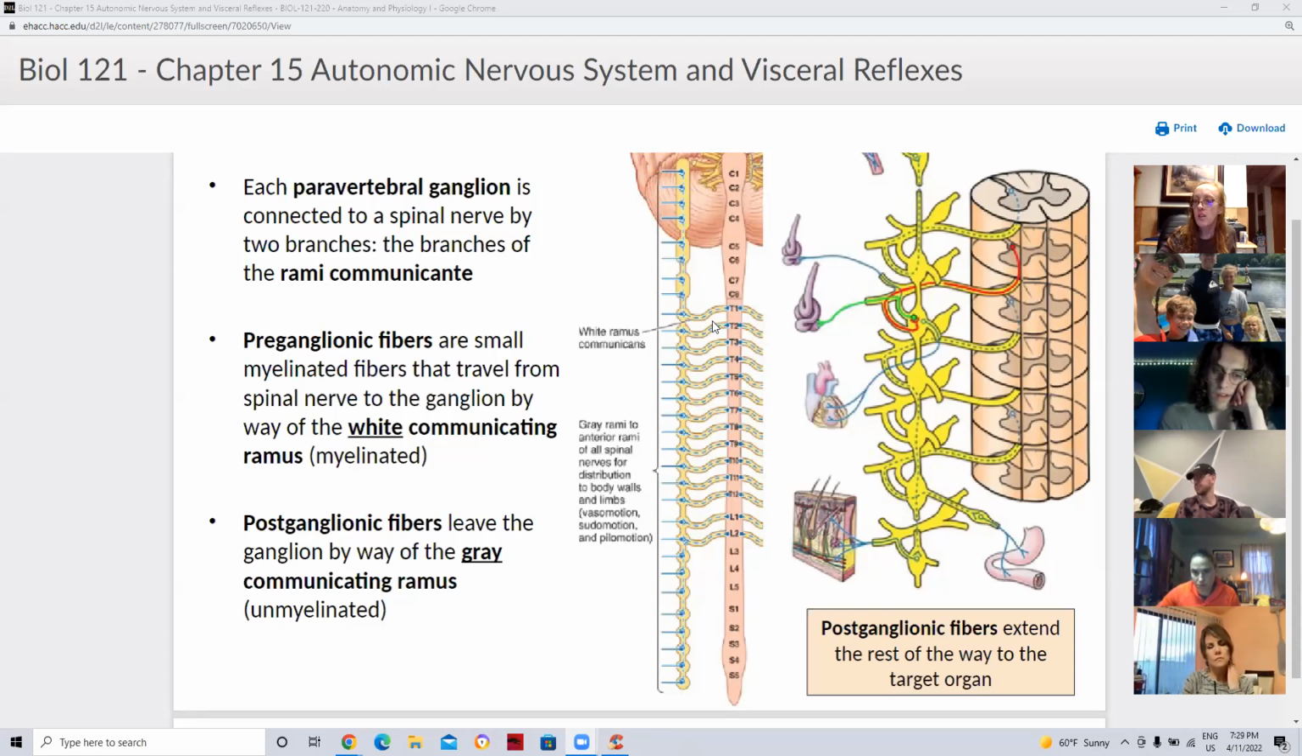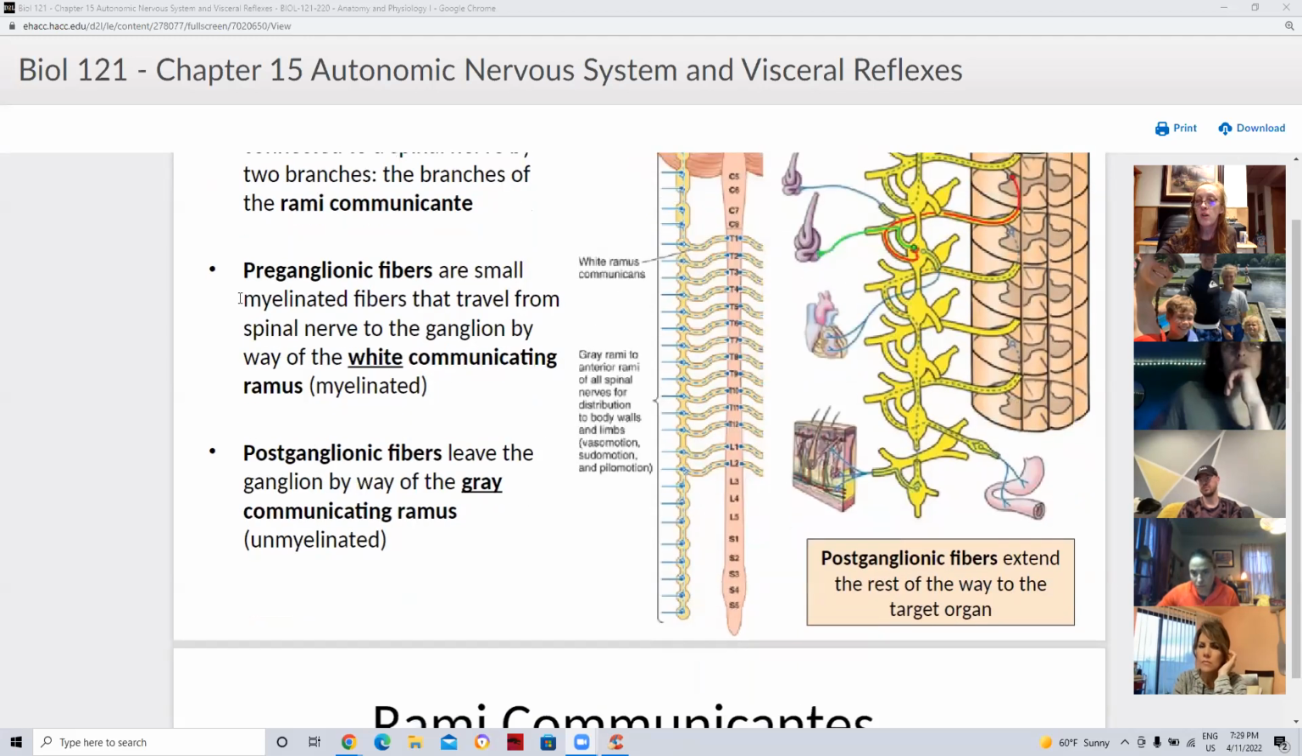And they're going to extend the rest of the way. The postganglionic neurons are going to extend the rest of the way to the target organs. So they're going to enter via the white communicating ramus, and they're going to leave the ganglion via the gray communicating ramus. The postganglionic fibers are going to leave the ganglion via the gray communicating ramus.